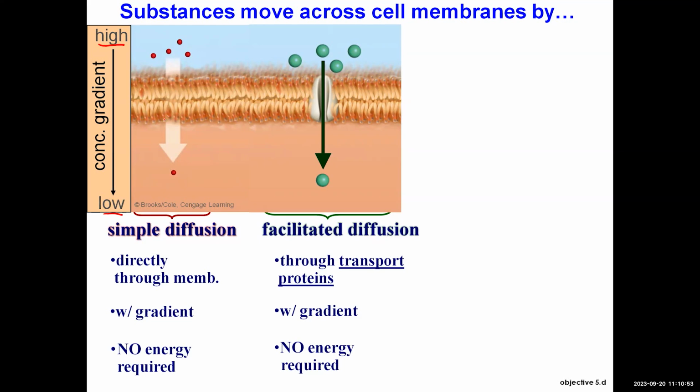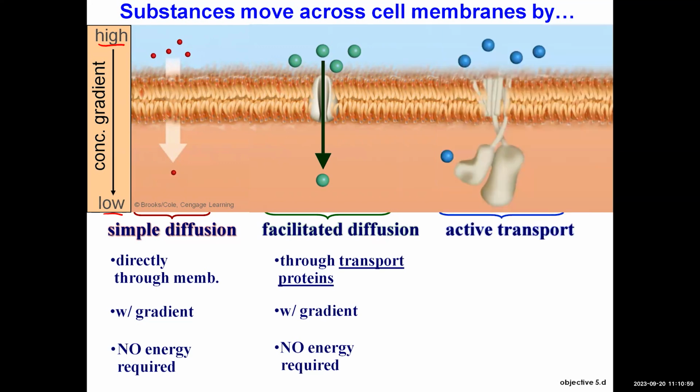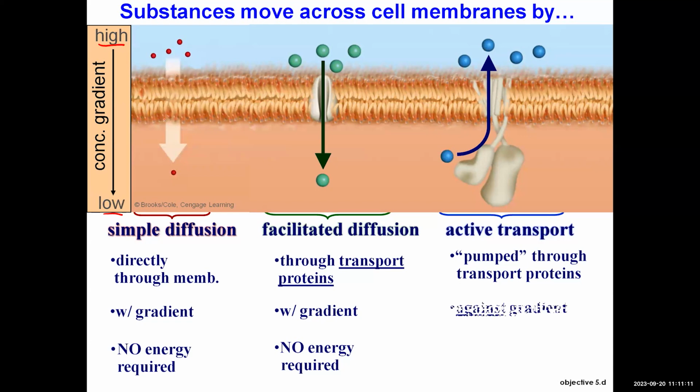Let's say the cell wants to move something that isn't in this direction. The cell also has a way to move objects through active transport. Active transport also requires transport proteins. But the transport protein has to perform work in order to move against the gradient. Molecules do not want to move from low to high. So to do this, energy has to be spent.